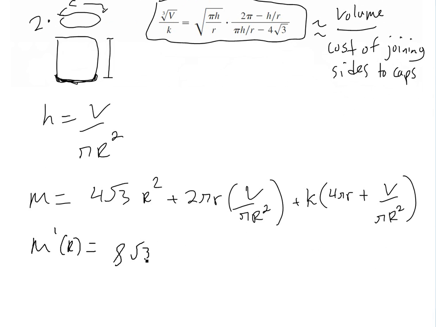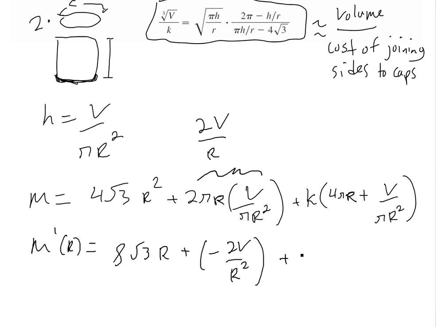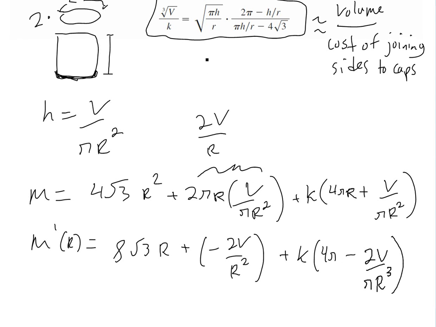So we take the derivative here, m in terms of r. This is going to be equal to 8 square root 3 r plus this one here. If you simplify, it's 2v over r, so we just take the derivative of this one here. R and r squared, same thing, I just interchanged them. So take the derivative of this one, we're going to get negative 2v over r squared, and then plus k over 4 pi, the derivative inside. And then minus 2v over pi r cubed using the power rule.